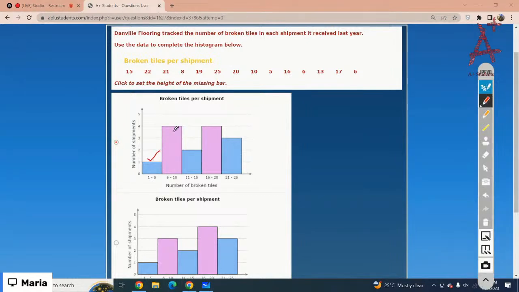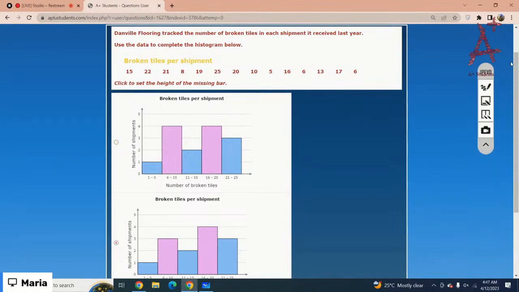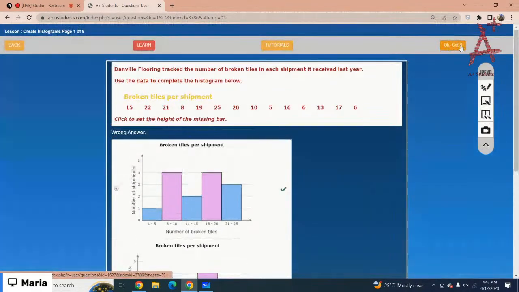This one is correct. Then 6 to 10, you have just 3. This is not the correct option, see, it matches to the 4. That means the second option is the correct option. Just select the correct option and click on the OK button. Oh, it would be the first one, because between 6 to 10 that would be 4. I didn't count the correct values.